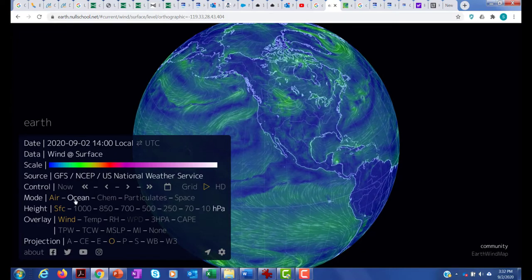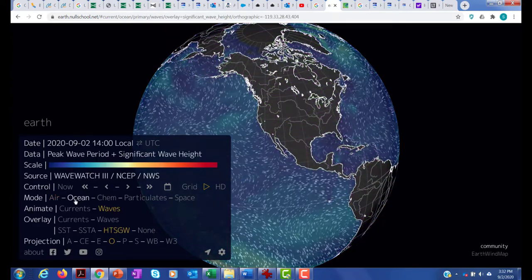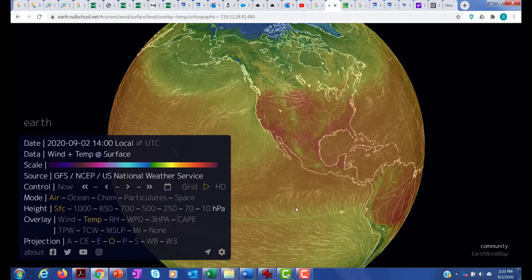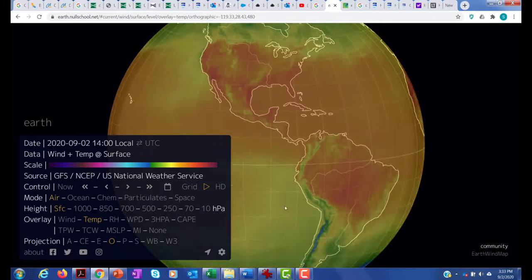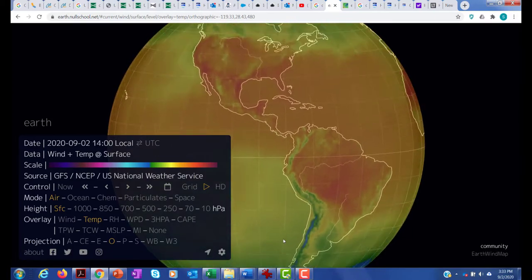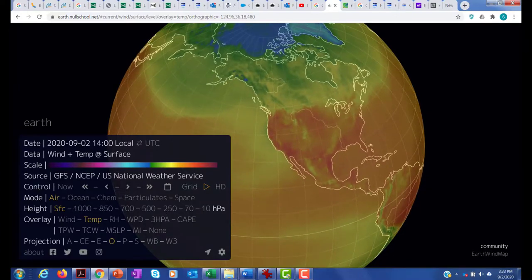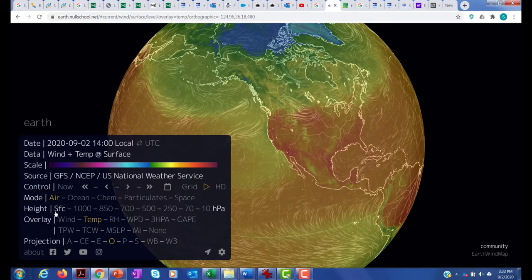So real quick, if you click on the Earth symbol on this site, it's pretty fun that you can look and change what the mode is. This is air. This is the ocean currents. Here's temperature. It's looking hot all over the place, and cooler at the poles, but we're experiencing a lot of heat in the northern hemisphere at this time of year, as you can see.